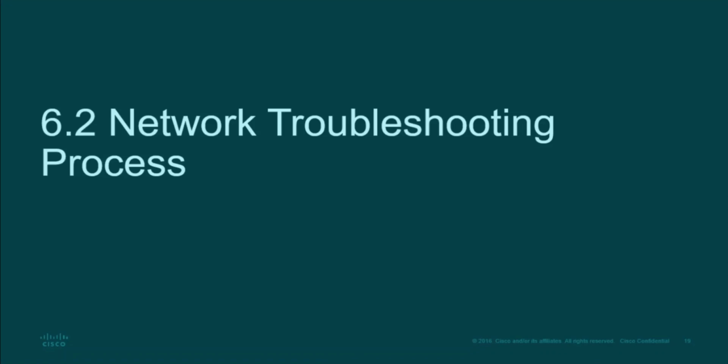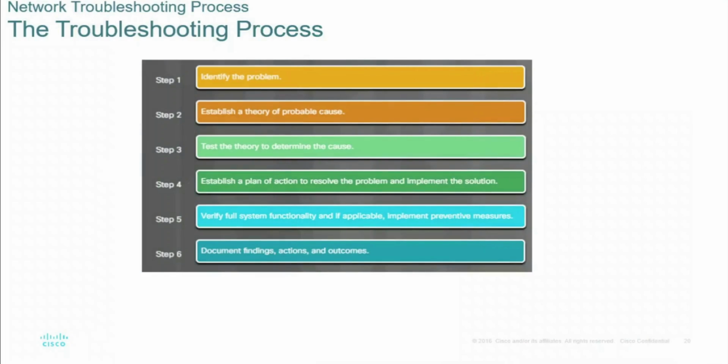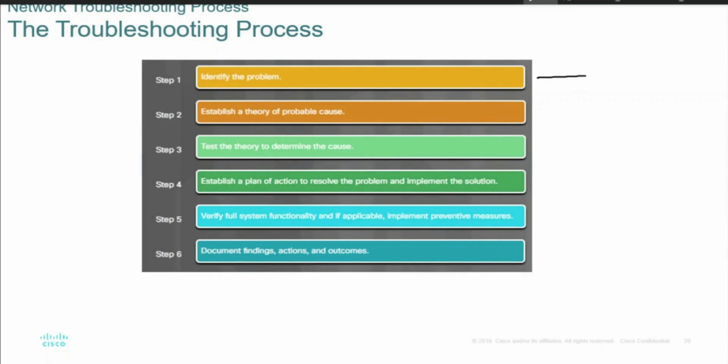The last topic of this chapter is the network troubleshooting process. Troubleshooting means if something goes wrong, how to correct it. Those steps are known as the network troubleshooting process. Now, there are basically 6 steps in troubleshooting a network. The first one is known as identify the problem. The second step is establish a theory of probable cause, meaning what can be the reason for a problem.